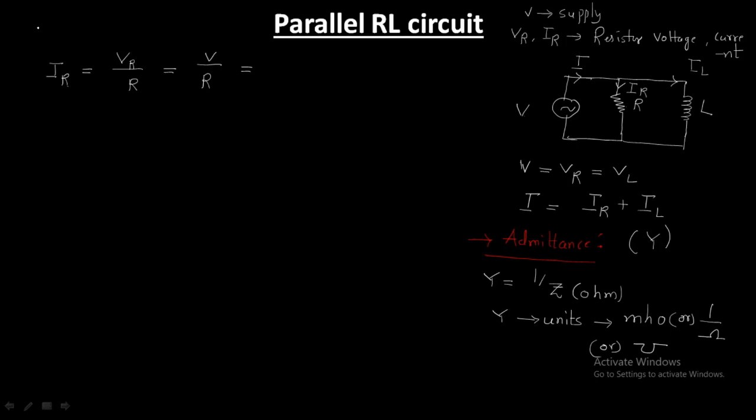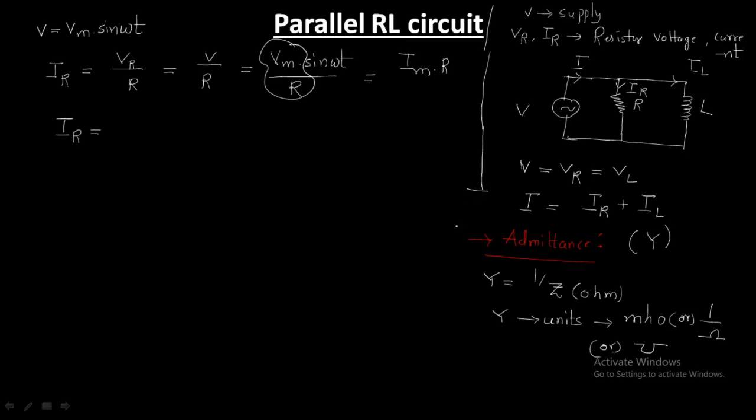Take V as the supply voltage, assume it as Vm sin omega t. Vm is the maximum voltage. Just write Vm sin omega t by R. From that we can write the current across the resistor, IR, equal to Vm by R. Replace Vm by R with Im simply. It is better to divide this into two pages. It will be understandable.